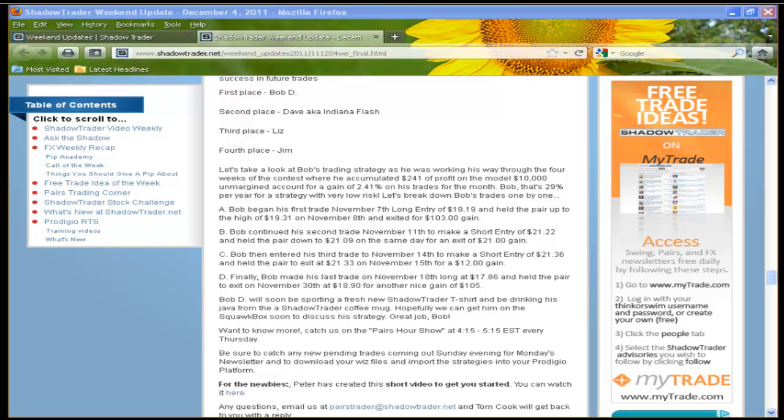Because if you can put Prodigio together basically with the Shadow Trader advisory for the pairs, then you've got 90% of the work done. Prodigio is already doing a lot of the work for you, but if we can bring in all of the WIZ files directly from the newsletter, then you have very, very little to do.